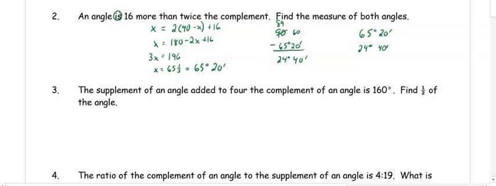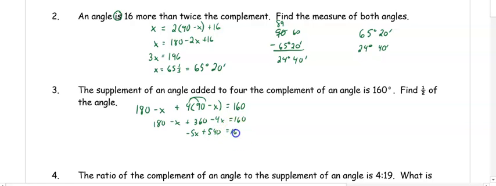Number 3, the supplement of an angle added to 4 times the complement of the angle is 160. So the supplement of the angle is 180 minus x. Added, so we're going to say plus 4 times the complement is 160 degrees. So in order to solve for x, we would distribute the 4. 180 minus x plus 360 minus 4x equals 160.